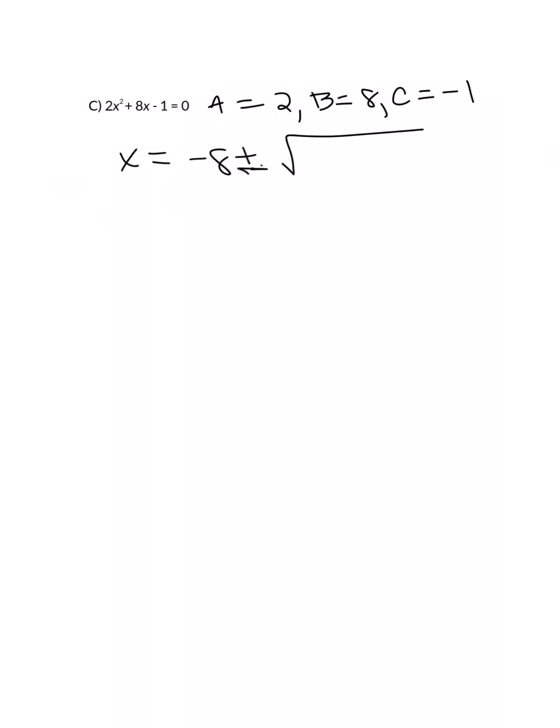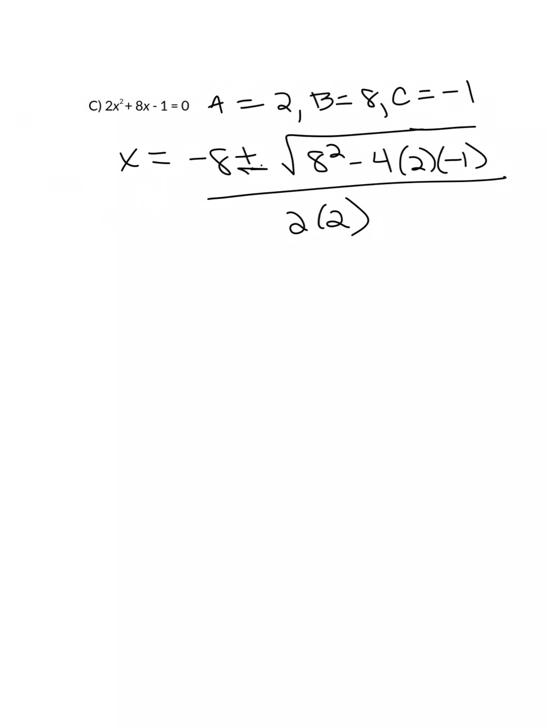On C, our equation of 2x squared plus 8x minus 1 gives us an a of 2, a b of 8, and a c of negative 1. Putting everything into the formula, we will have x equals, opposite of b will be negative 8, plus or minus, inside our square root, we will have 8 squared minus 4 times the a of 2 times the c of negative 1, everything over 2 times a of 2.